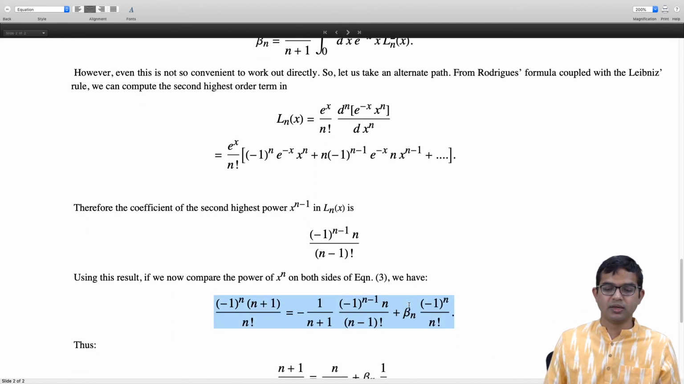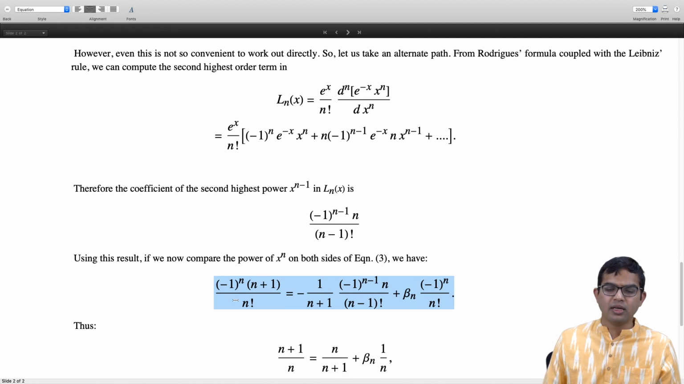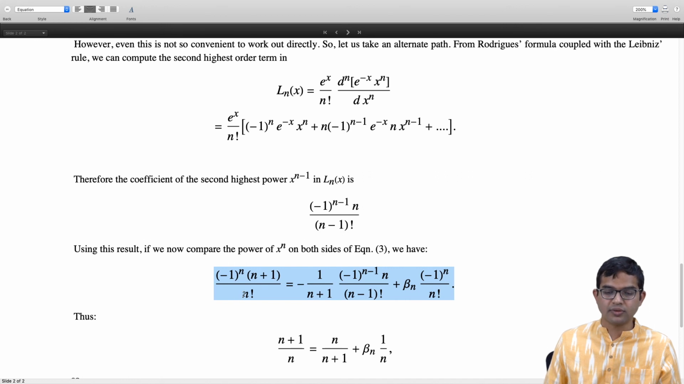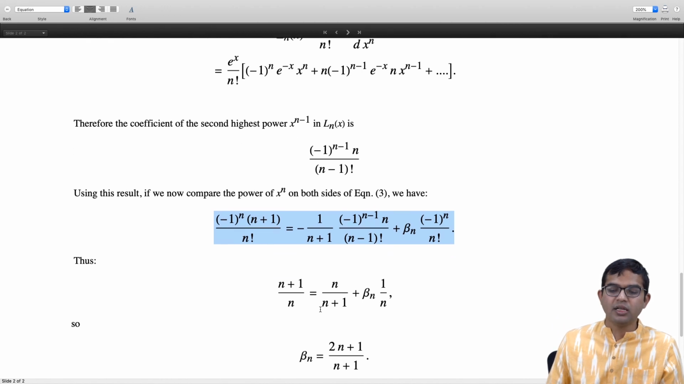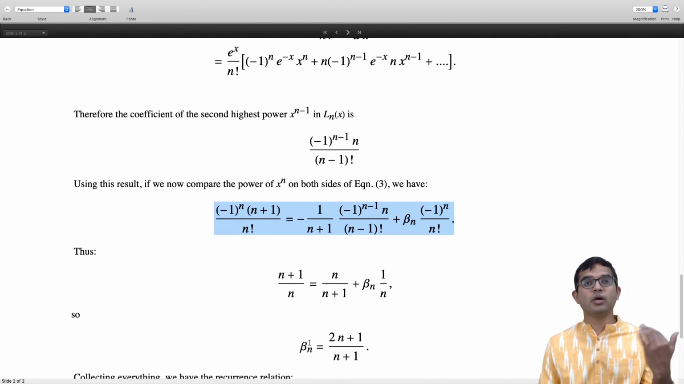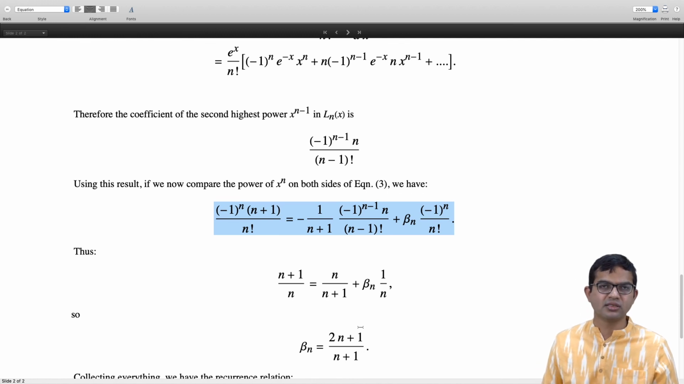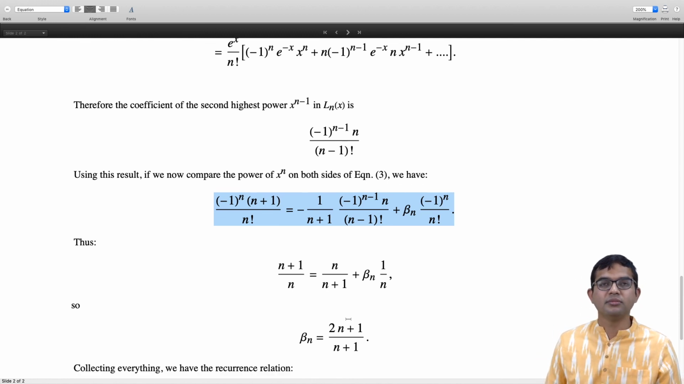It's just some algebra, and we can immediately show, all these n minus 1 factorials will just cancel, and you're left with n here on the left hand side. So n plus 1 divided by n, minus 1 to the n will go, and then you have minus times minus 1 to the n minus 1. So again, minus 1 to the n goes throughout. So you have n plus 1 divided by n is equal to n over n plus 1 plus beta n divided by n. So n minus 1 factorial has been pulled out throughout, and immediately we can write down beta n as 2n plus 1 divided by n plus 1. You can check this, it's some very simple algebra, and that's basically it.